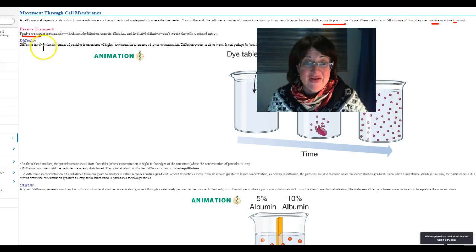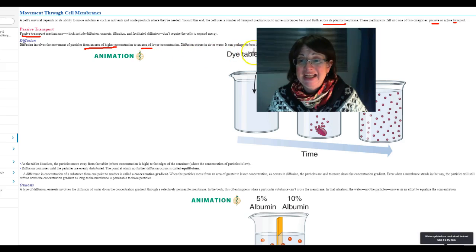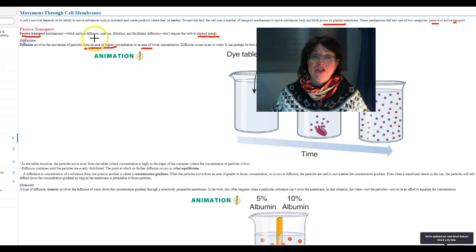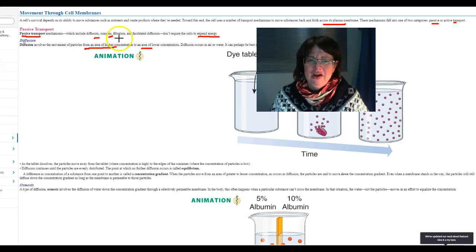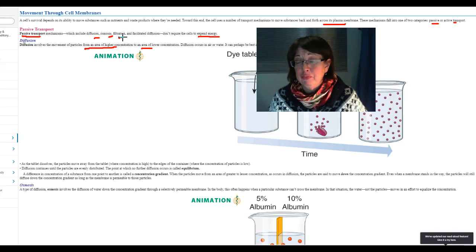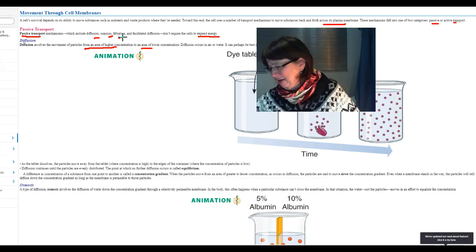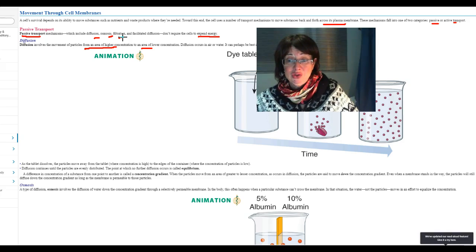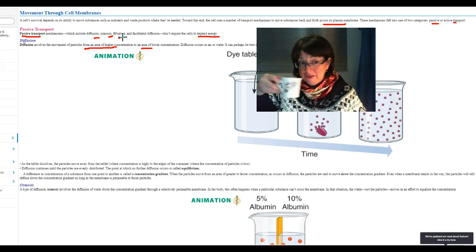So passive involves movement from high concentration to low, and it doesn't expend energy. The examples here are diffusion, osmosis, which is the movement of water, filtration, which is the movement with pressure, usually gravity but sometimes blood pressure in the kidney, and facilitated diffusion, which is diffusion using specialized proteins.